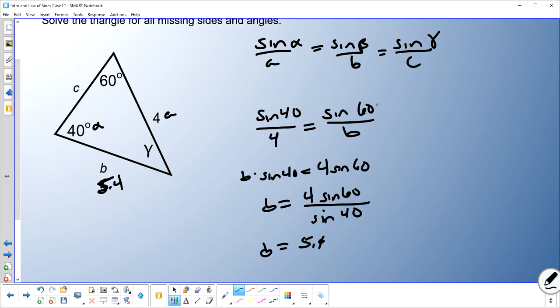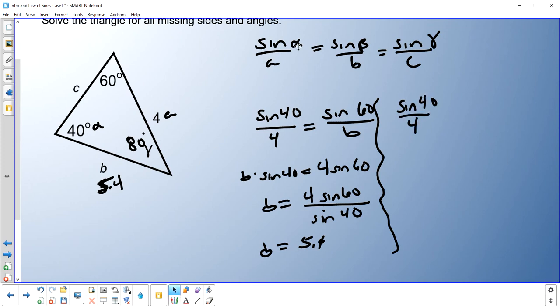And now if we want to find gamma and C, what we need to do is say, okay, all 3 angles of a triangle add up to 180. So if I take 180 minus 40 minus 60, I'm going to get 80 degrees for gamma. And now we can plug in, so sine of 40 over 4, I'm still going to use alpha and A because those are the original givens, equals sine of 80 for gamma, and then our unknown is C. We go through the same cross multiplication process here.